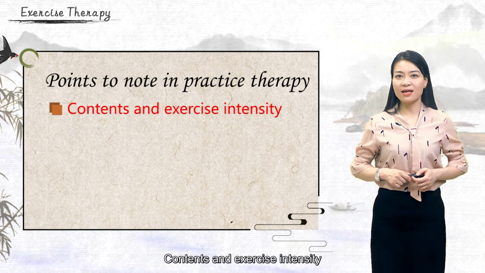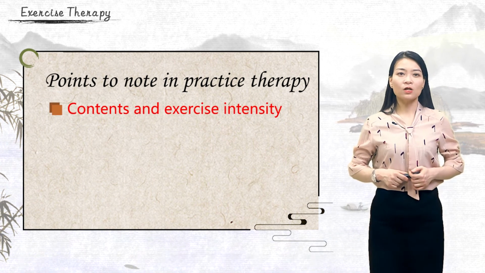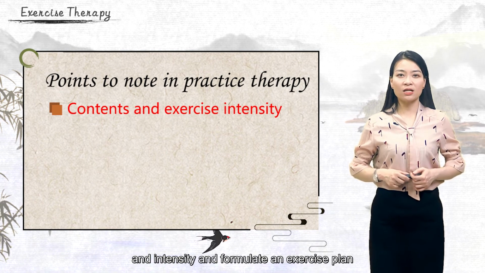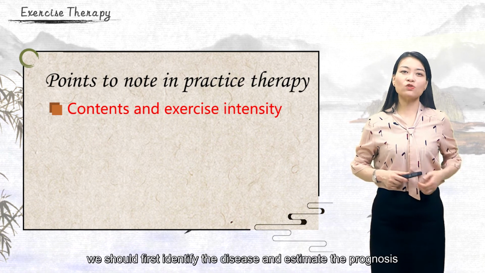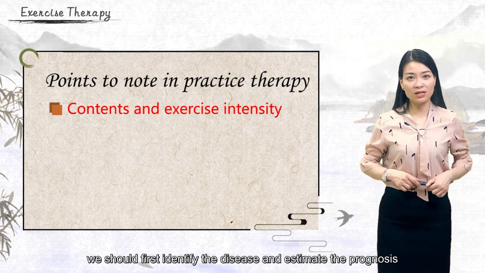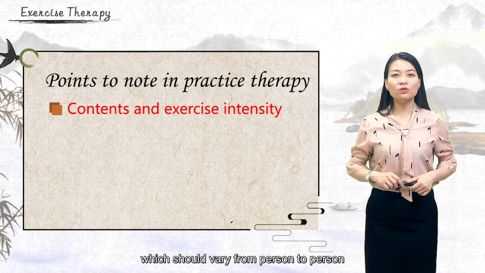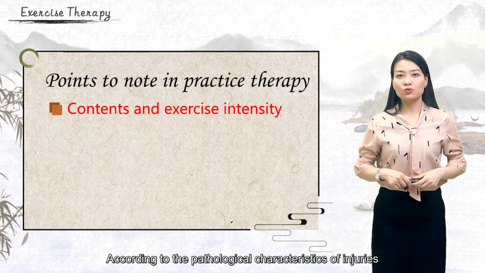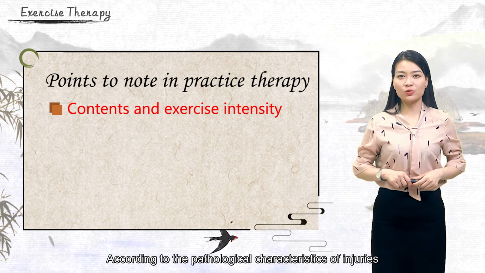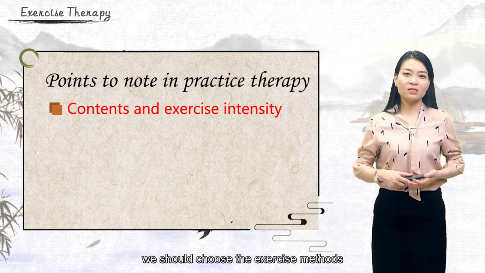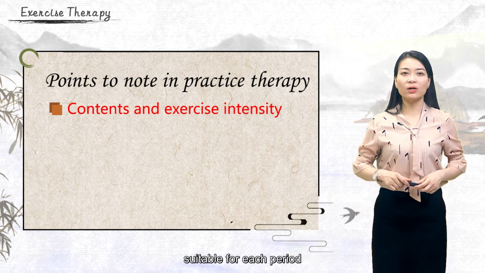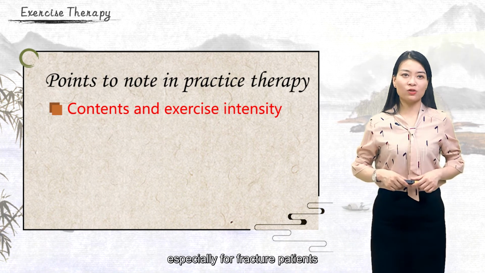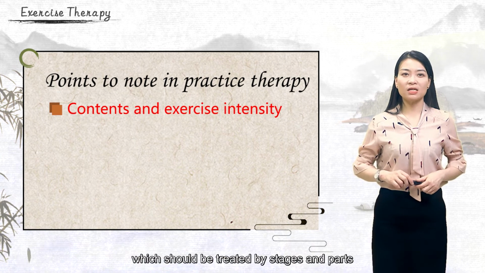The first, contents and exercise intensity. To determine the exercise contents and intensity and formulate an exercise plan, we should first identify the disease and estimate the prognosis, which should vary from person to person and from disease to disease. According to the physiological characteristics of injuries, we should choose the exercise methods suitable for each period under the guidance of medical staff. Especially for fracture patients, which should be treated by stages and parties.